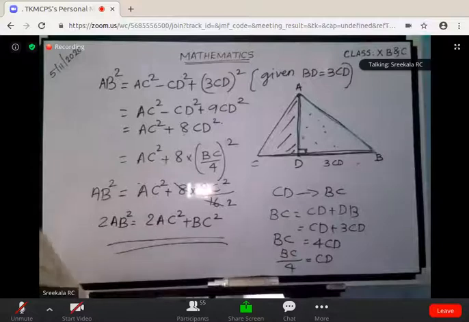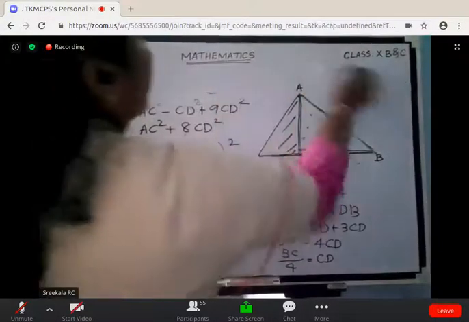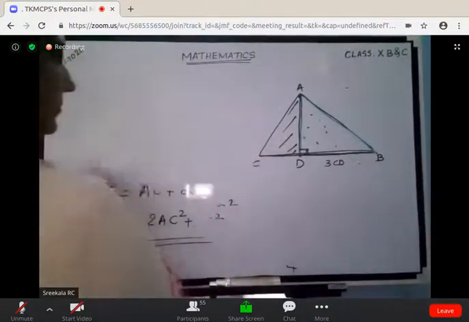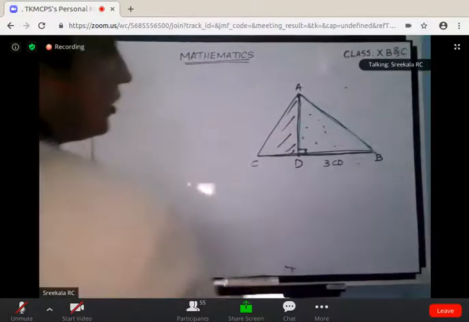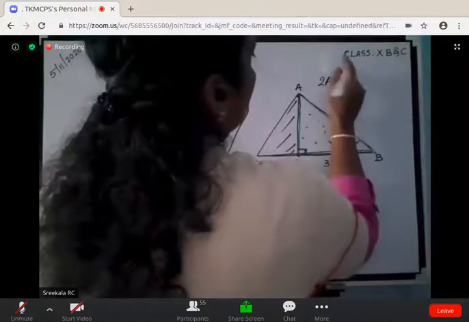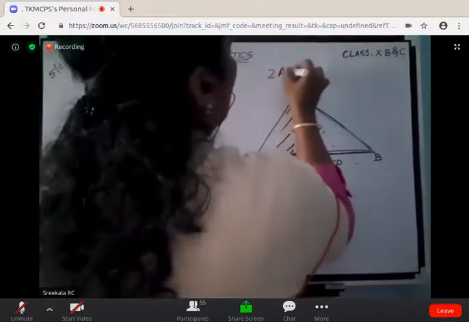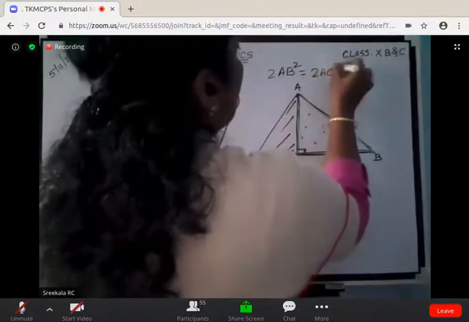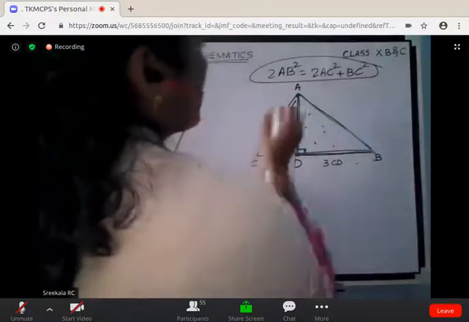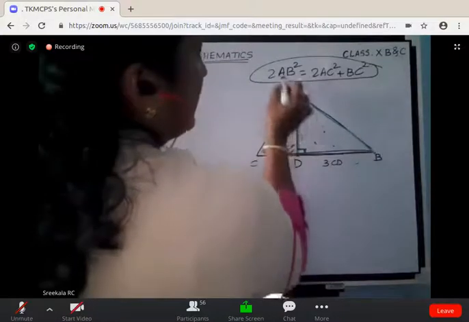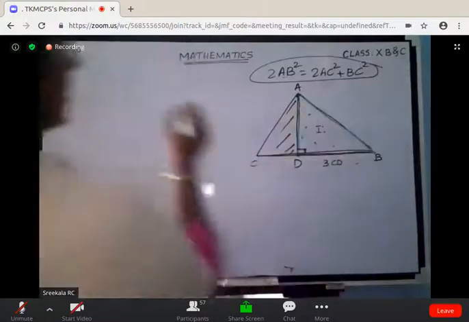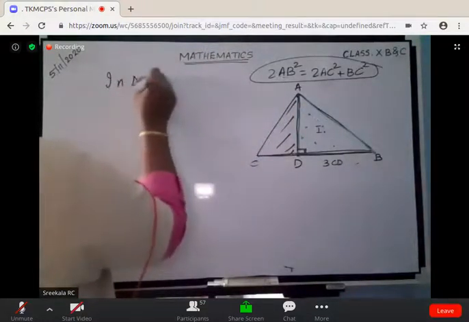I'll explain one more time. First of all, we have to prove that 2AB square equal to 2AC square plus BC square. Look into that and you have to follow. So AB square, first of all, you have to consider the right triangle with AB as hypotenuse. So consider this first triangle. Here AB square can be written as, in right triangle ADB.